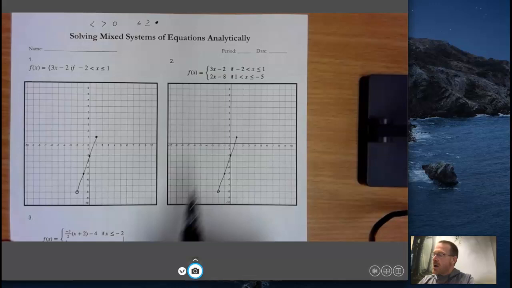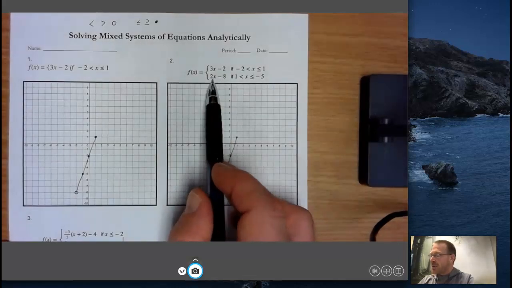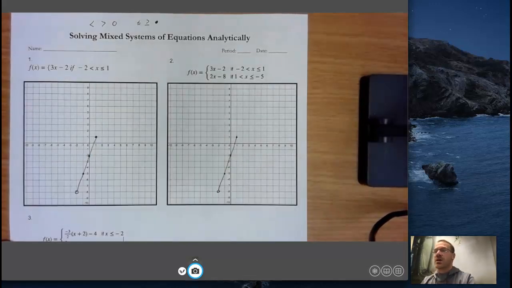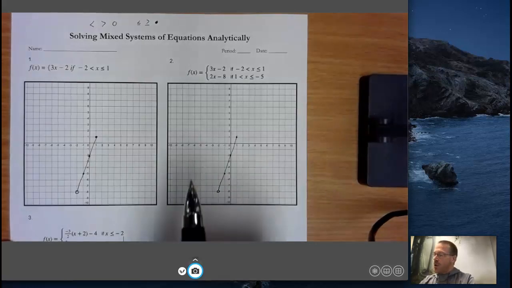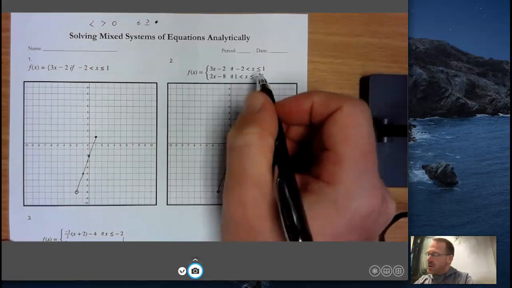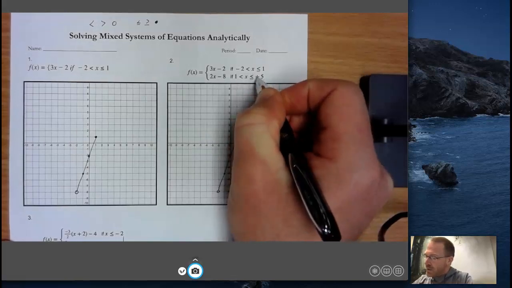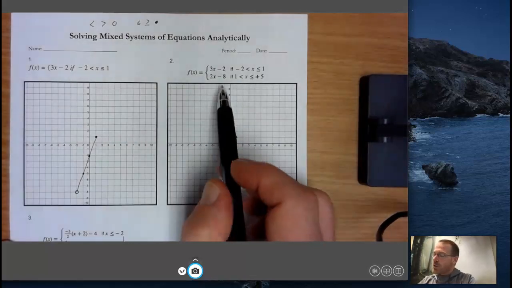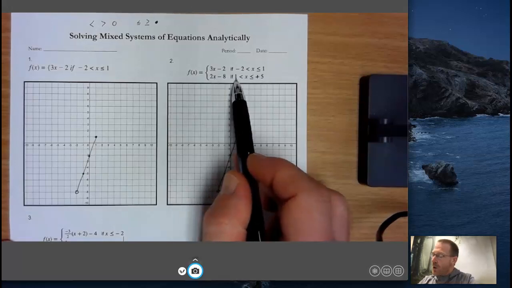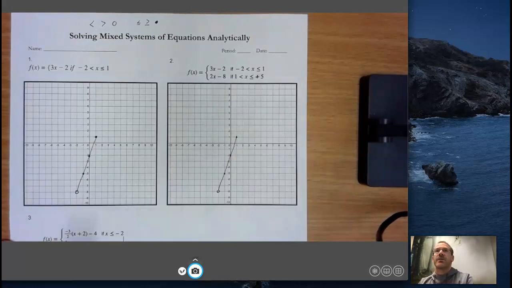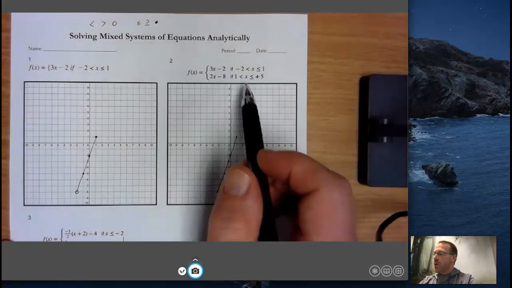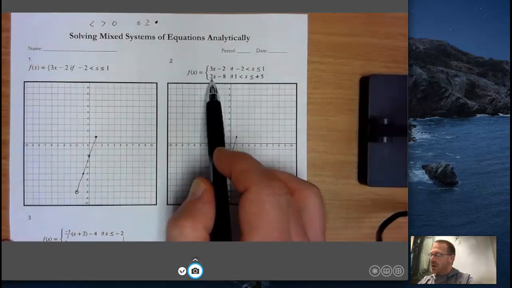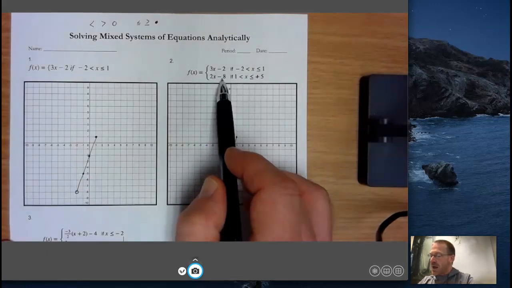Now notice the next piece, or the next function, or the next rule is another line. It's 2x minus 8. But once again, we're only going to, and this should be a positive 5 here. So let's do that real quick. It should be a positive 5. Big typo there, so let's go ahead and correct that one. All right, but we're only going to do this rule from 1 to 5. So only from 1 to 5. So now if I plug 1 in here, I get 2. 2 minus 8 is -6.